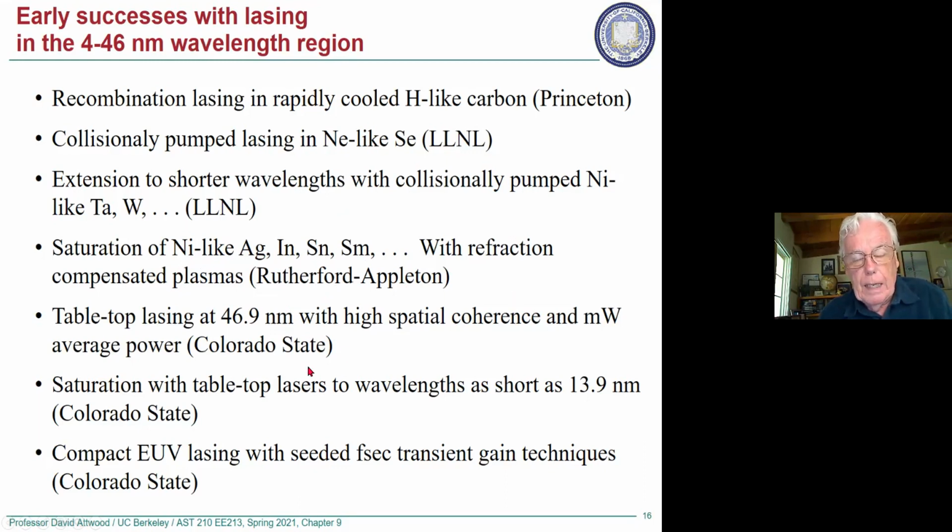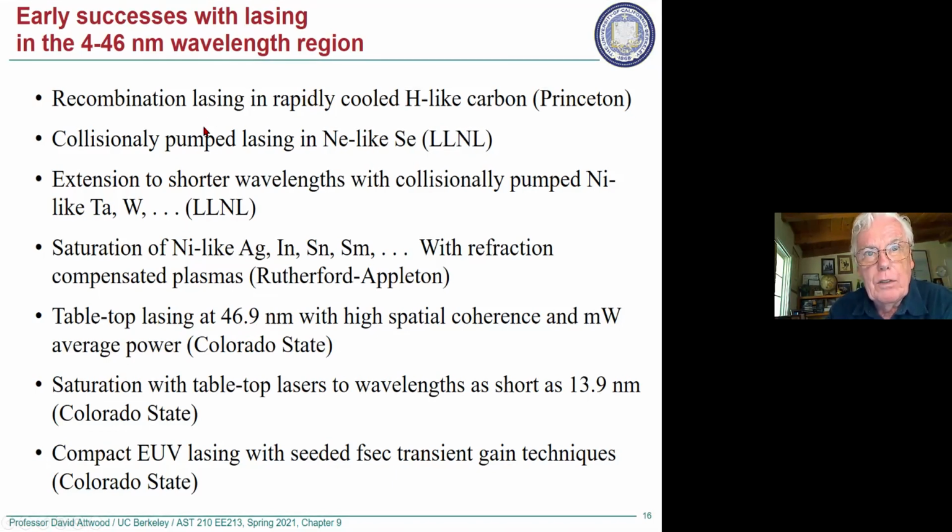And so that was one line of activity, which lasted for a certain amount of time. Not much goes on with those anymore, okay? What happened next was that Jorge Rocca, a professor at Colorado State, and his team made a true tabletop laser at 46.9 nanometers. This is truly an EUV wavelength.